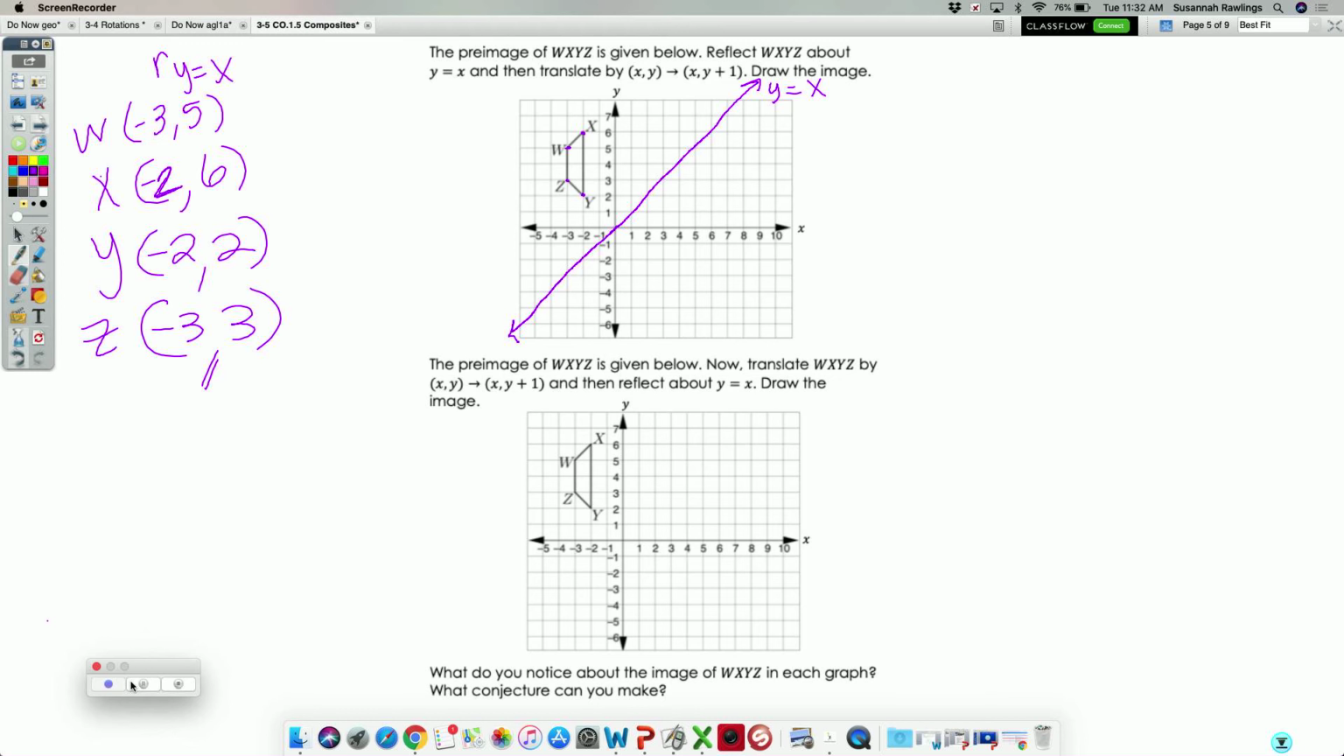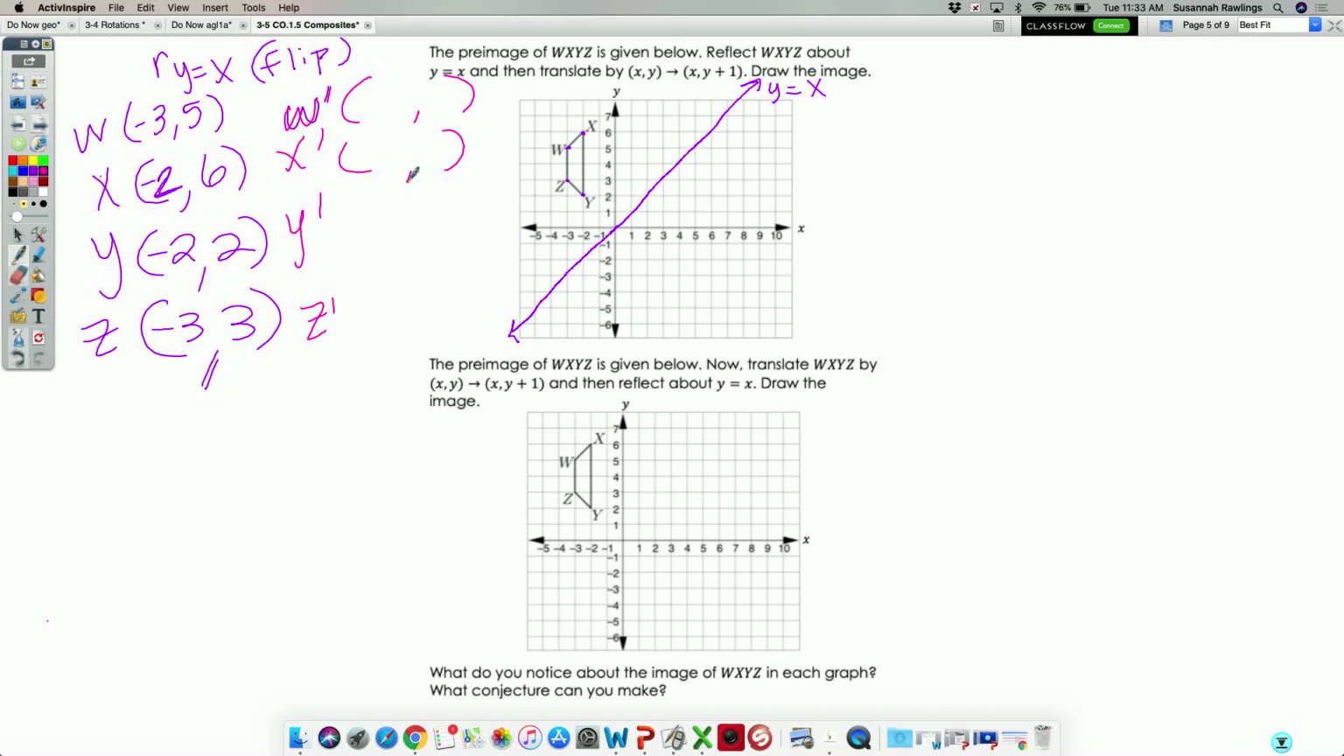Tyler, what'd you say? The x becomes y and y becomes x? Yeah, you just switch your x and y, just flip them. So we're going to flip my points. So my first prime, W prime, X prime, and let me pick a different color. W prime, X prime, Y prime, Z prime. All we're going to do is flip the point. Not the signs, we're just changing the x and y. So I'll pause here and let you guys do that.